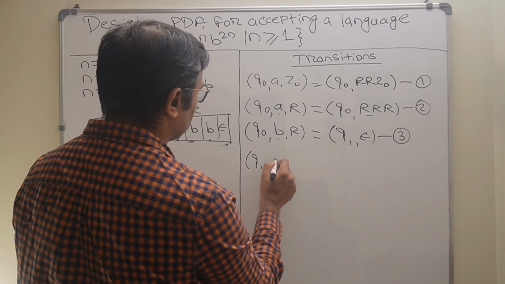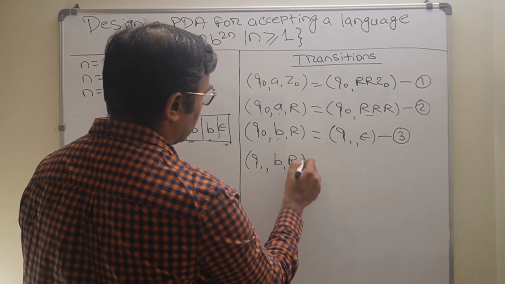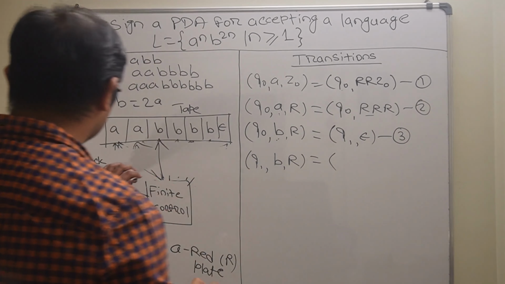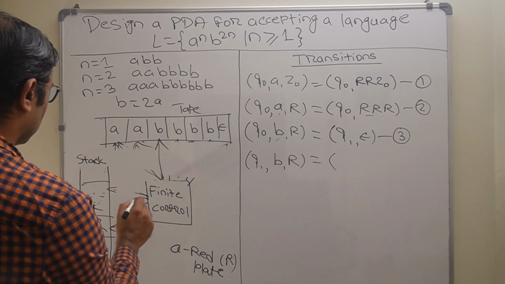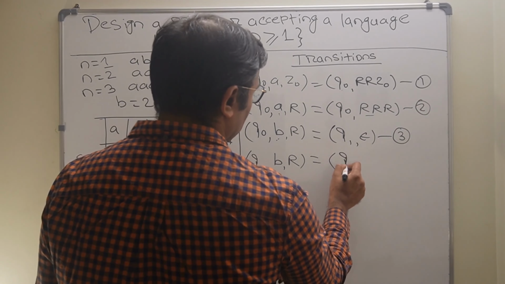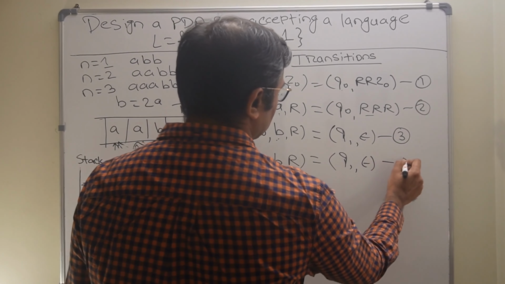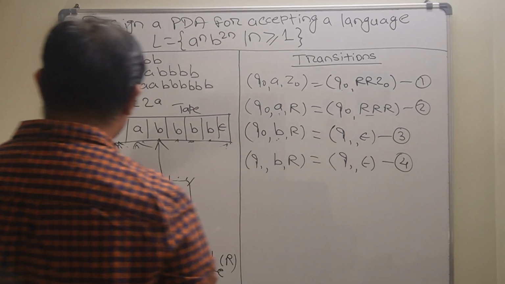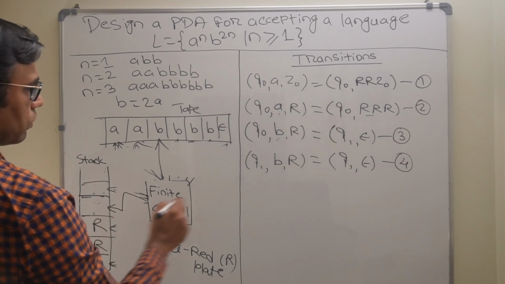The next state becomes the current state, and then what will Q1 BR be? Q1 BR again we have to remove it, so it is Q1 epsilon. It is number 4. So again this red plate will be removed.